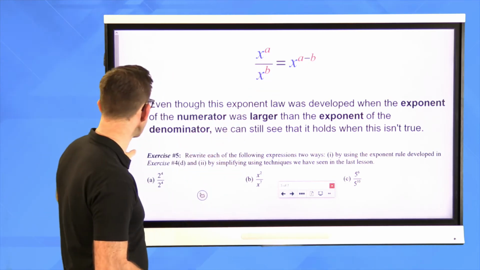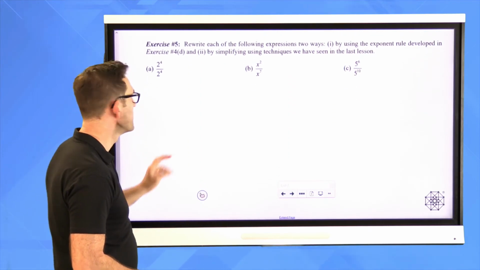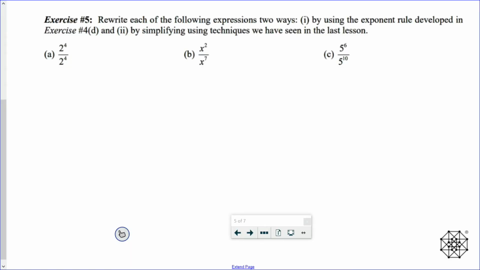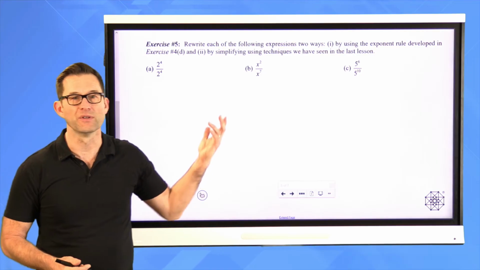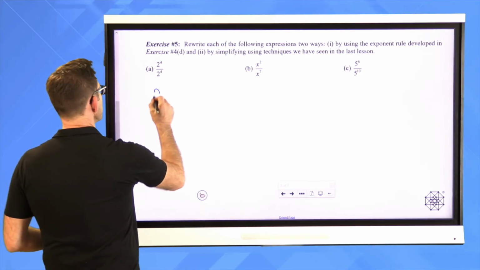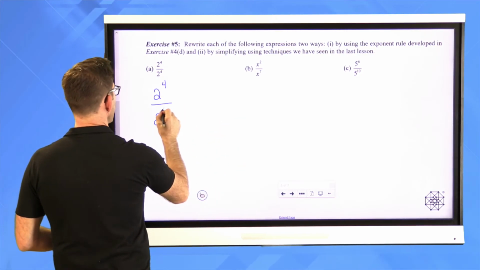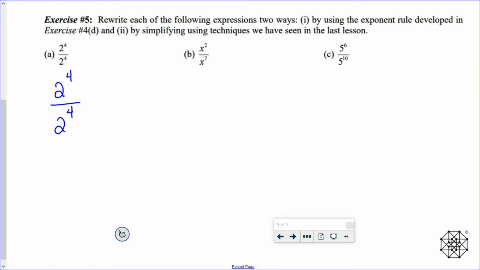So let's play around with that in exercise number 5. Rewrite each of the following expressions two ways. One, by using the exponent rule developed in exercise 4D, and two, by simplifying using techniques we've seen in the last lesson. All right, so, the first one's almost silly. The first one is 2 to the 4th divided by 2 to the 4th. Well, remember, we just had that exponent law that said if the bases are the same, that's going to be 2 to the 4 minus 4, which is 2 to the 0.